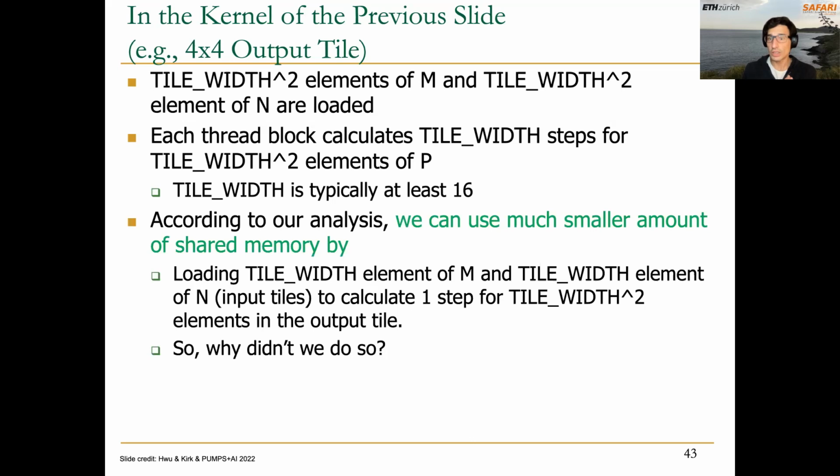So according to our analysis, we can use a much smaller amount of shared memory if, instead of loading entire tiles of M and entire tiles of N, and these tiles are 2-dimensional tiles of tile width square, we only load tile width elements of M and tile width elements of N in order to calculate one step for the entire two-dimensional tile of the output matrix. But why didn't we do so?